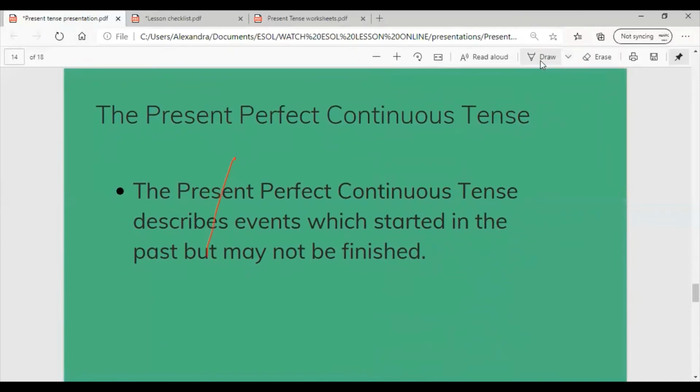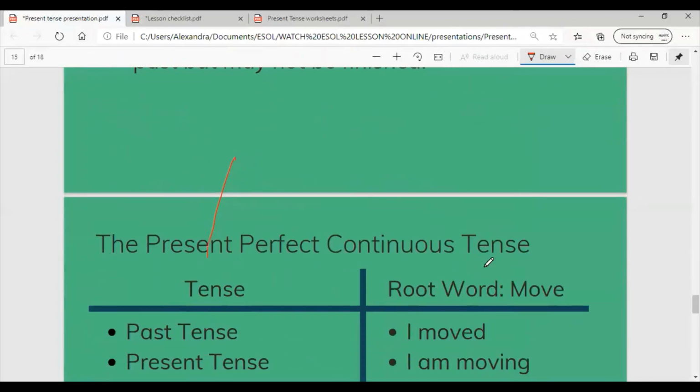Okay, so now we've got the present perfect continuous tense. Now you'll notice there's a different word. We've got this "continuous" in the tense name. So what is the present perfect continuous tense? The present perfect continuous tense describes events which started in the past but may not be finished, so it's ongoing. So instead of saying "I have logged on to Zoom," you might say "I have been logging on to Zoom" if you maybe are struggling to stay logged on, if that was the scenario.